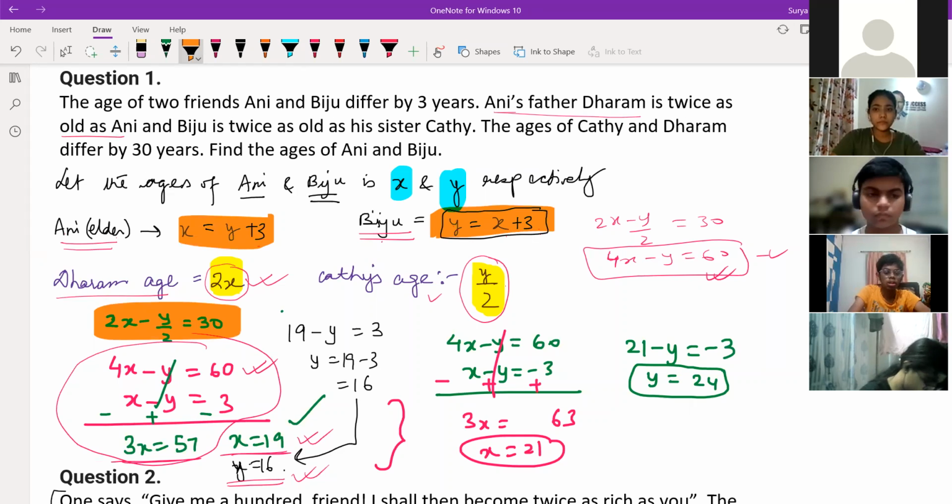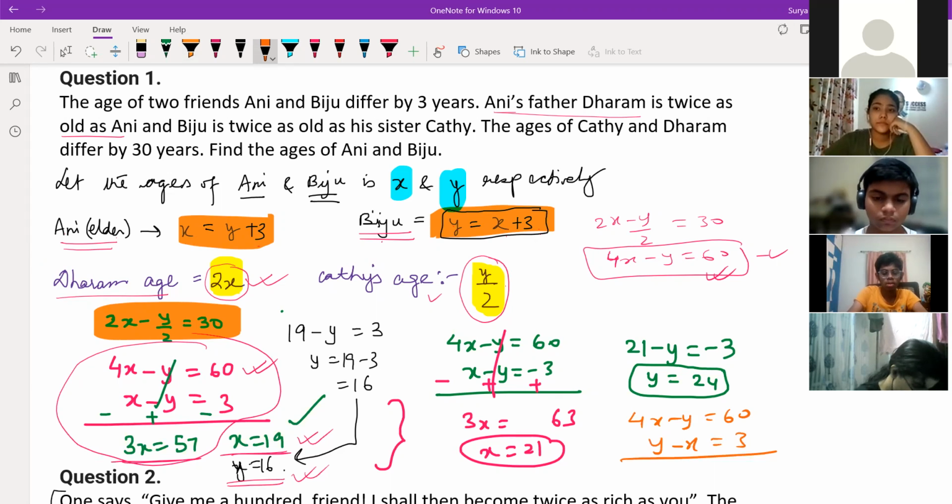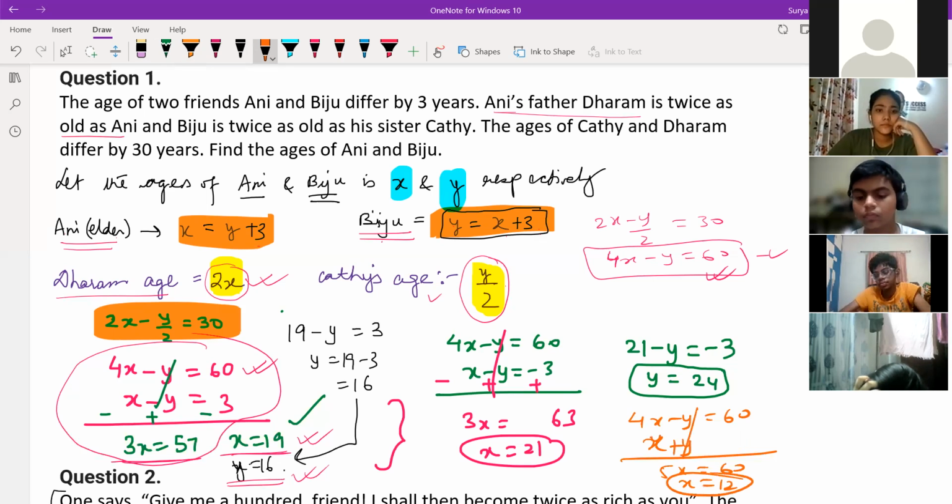Next case, that is y minus x. You can take 4x minus y is equal to 60, or y minus x is equal to 3. Then what do you get? Y minus x will come, y minus x, so this will get cancelled. The 5x is equal to 60, the x is equal to 12 you get.